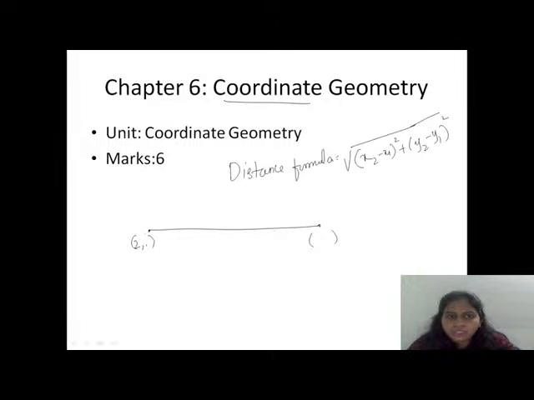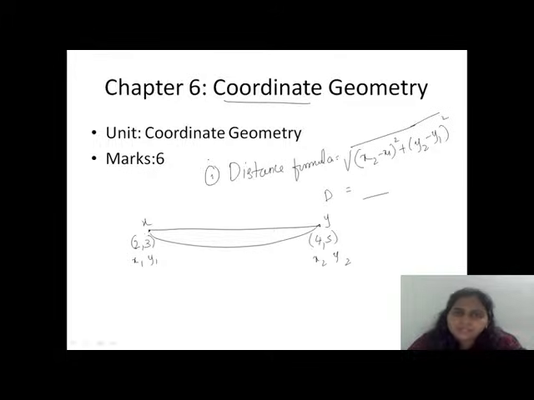If I take 2 comma 3 as the coordinates of the first point x, and 4 comma 5 as the coordinates of the point y, I will take this as x1 y1 and this as x2 y2. Now I substitute these values in the distance formula and you will get the answer. This is the way we find the distance between x and y. This is a very important formula, the first one.